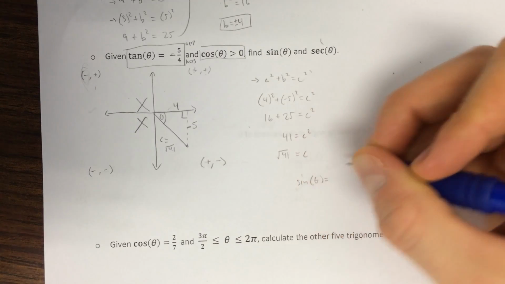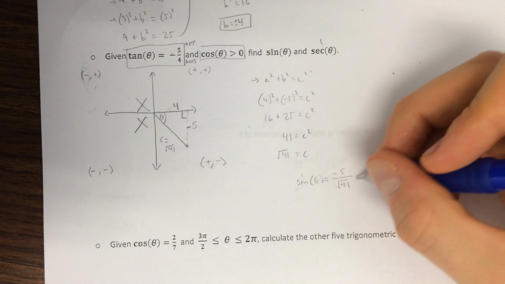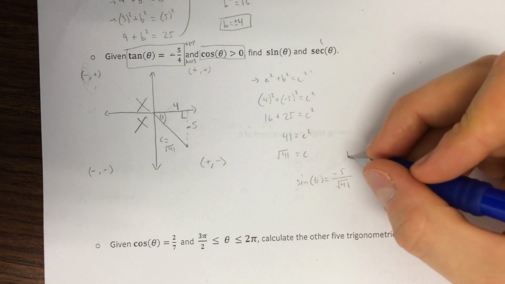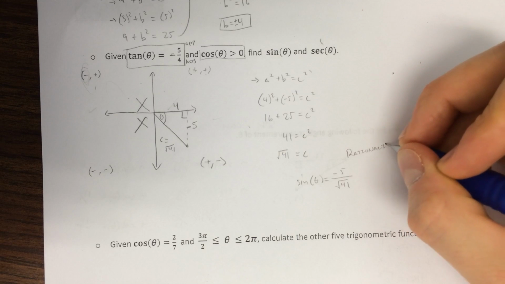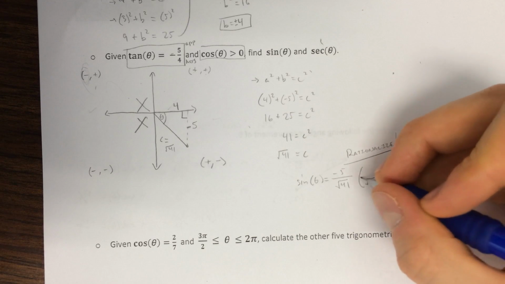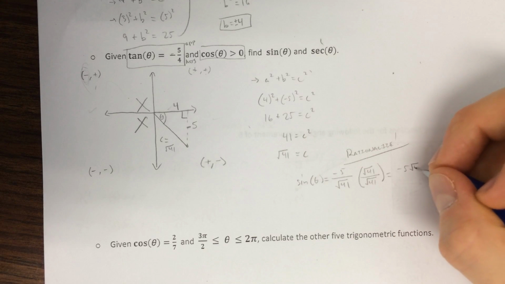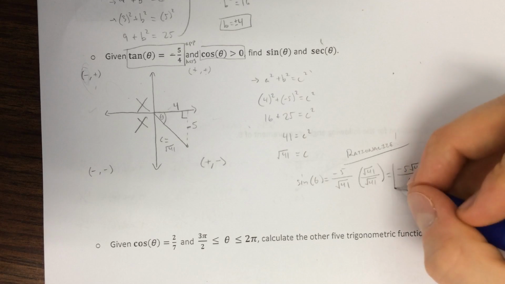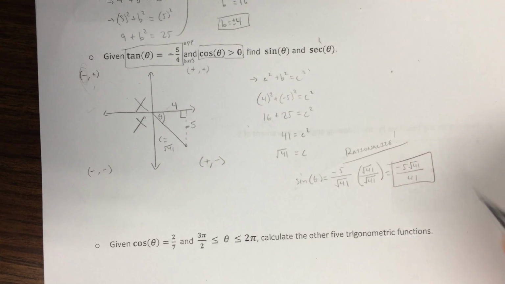Sine of theta would be opposite, negative 5, over square root of 41, because that's our hypotenuse. We always want to rationalize our denominator if need be. So we would have to multiply by square root of 41 over square root of 41. And that's what sine would be. We have to do that for each one if our denominator has a square root, so be careful on those.